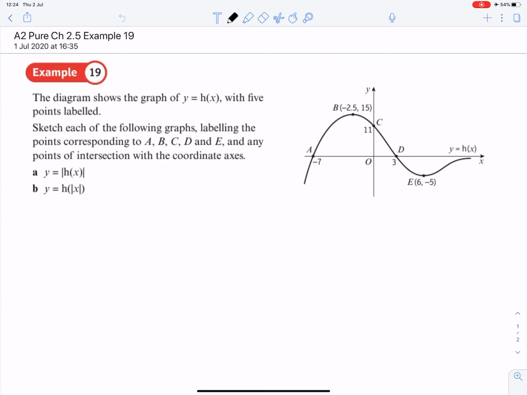So example 19, chapter 2.5. The diagram shows the graph of y equals h of x with 5 points labelled. So we can just see where those are: -7, a max, the y-intercept, a root, and then another turning point. So they're the key points on the graph that we would usually have found if we were sketching it.